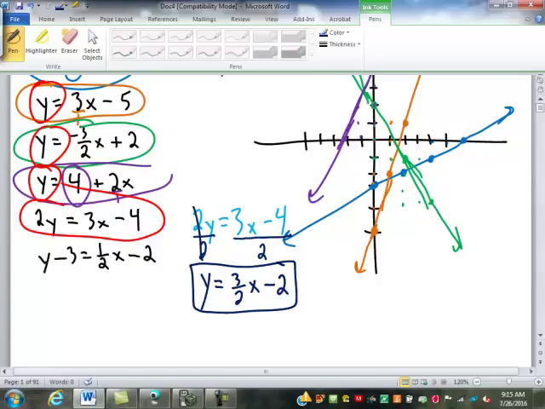So now we're going to start out at negative 2 right here. From the center, we went down 2. And our slope is, we're going to rise 3, run 2. Right there.